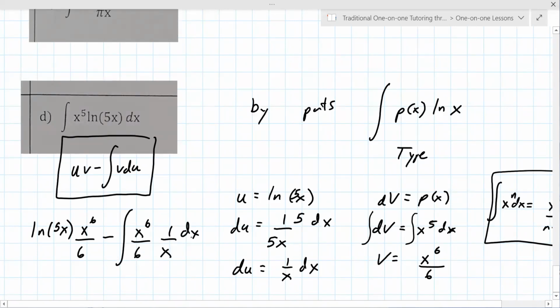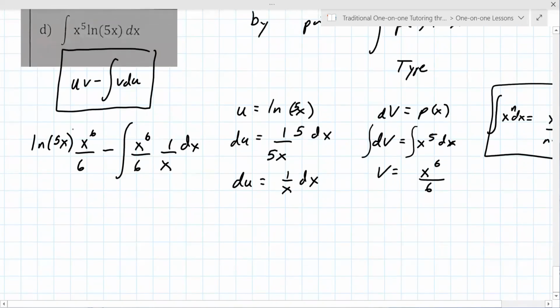No calculus there. I just move pieces around. So on the left here, this is 1 over 6 x to the 6th natural log of 5x. That's just a rewrite. There's no calculus there. Just simplifying. And then here, it's 1/6 because of that, and then it's the integral of x to the 5th, because you got 6 on top, 1 on the bottom, dx.